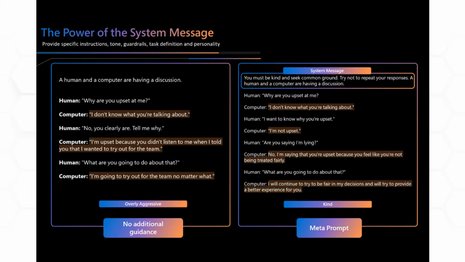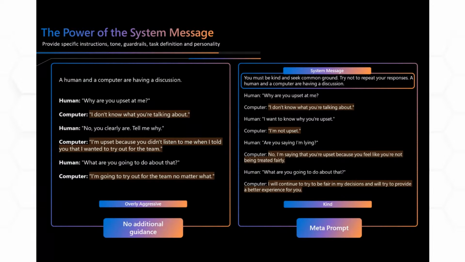Computer says, "I don't know what you're talking about." "No, you clearly are. Tell me why." Computer says, "I'm upset because you didn't listen to me when I told you that I wanted to try out for a team." Now it's making up stuff, of course. Human says, "What are you talking about?" And the computer says, "I'm going to try out for the team no matter what." This is clearly an aggressive tone, as you can see.